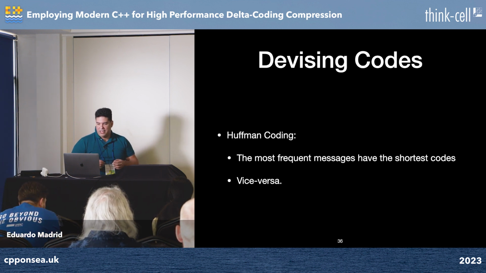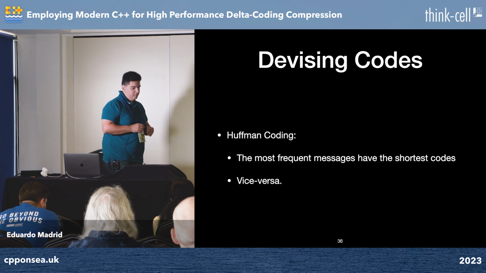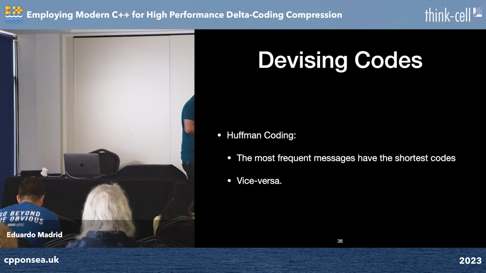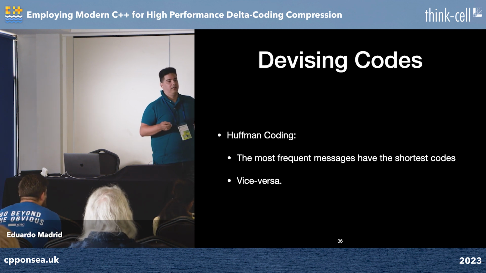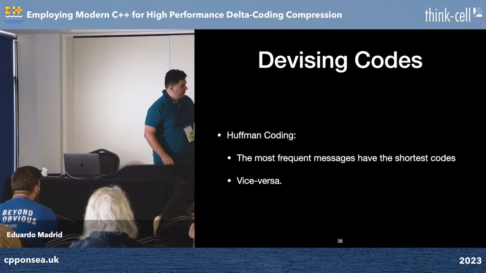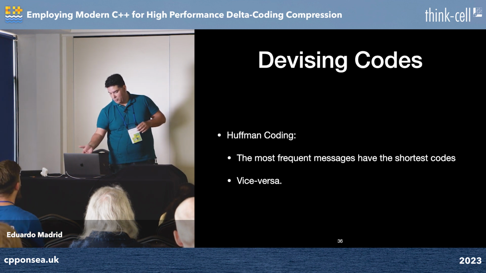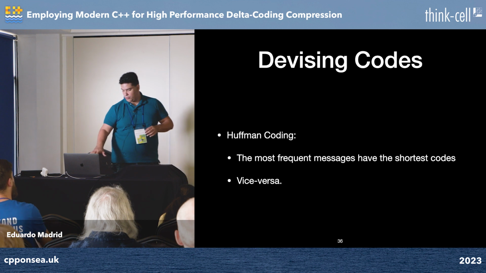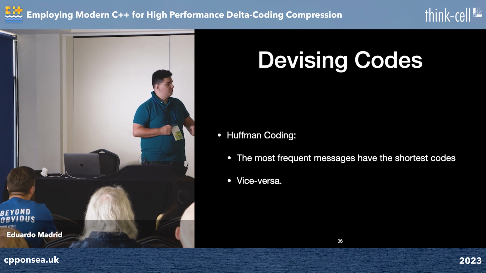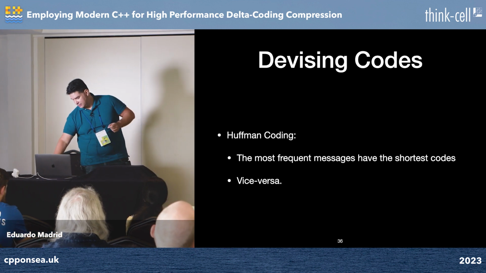So what have we been doing now? Is there an algorithm that we can learn, and it is going to give us a code that actually captures Shannon's entropy? So the most important property of this code is that the most frequent messages have the shortest codes and vice versa.